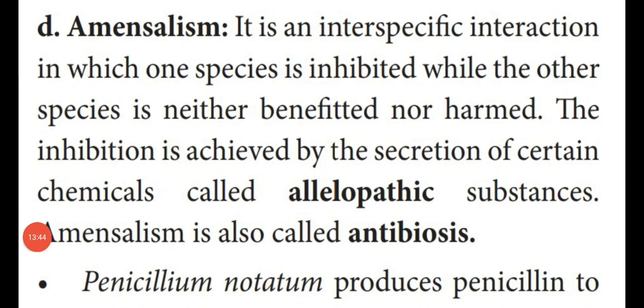The fourth type of the negative interaction is amensalism. This is the interspecific interaction in which one species is inhibited, that means stopped, while the other species is neither benefited nor harmed. So one of the species in the interaction is totally inhibited, stopped. The other one is neither benefited nor harmed. So this inhibition, that means growth activity stops, achieved by the secretion of certain chemicals called allelopathic substances. Amensalism is also otherwise known as antibiosis.